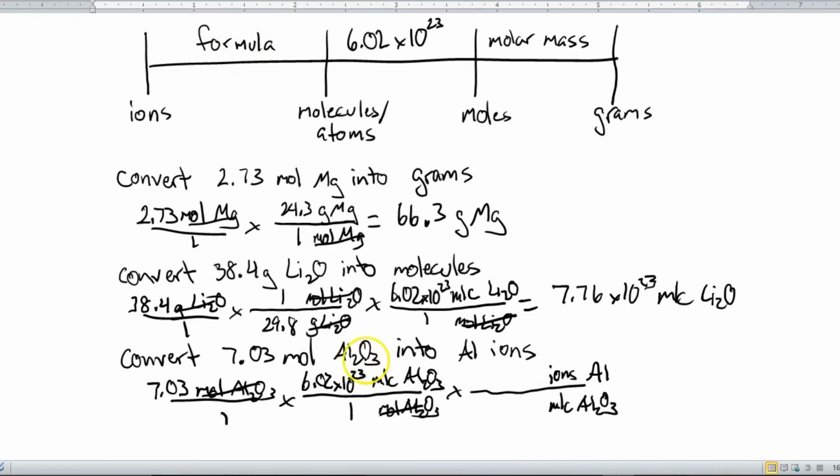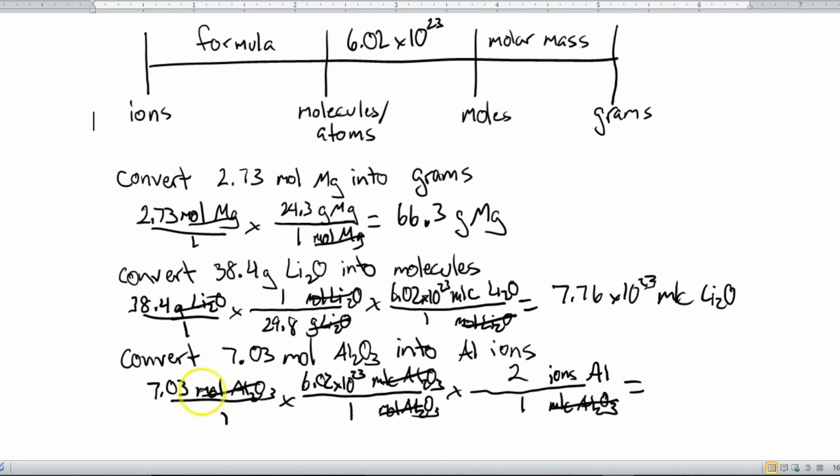So let's take a look at our formula. It is Al2O3. In this formula, how many aluminum ions are there? Well, it's the subscript, 2. There are 2 ions of aluminum for every 1 molecule of aluminum oxide. Okay, so molecules Al2O3 gets crossed out. Ions of aluminum is all that's left over, which is what we're looking for.